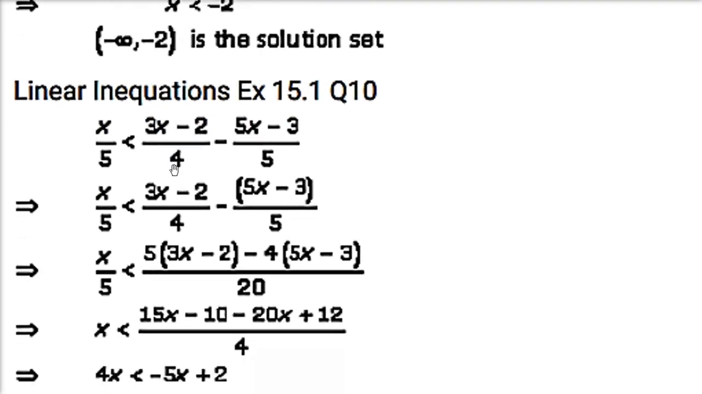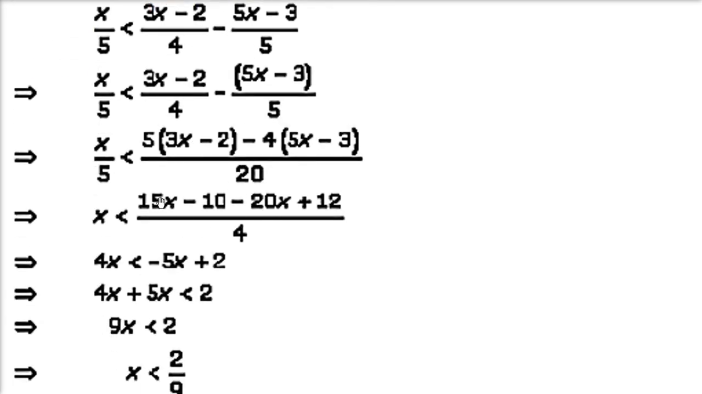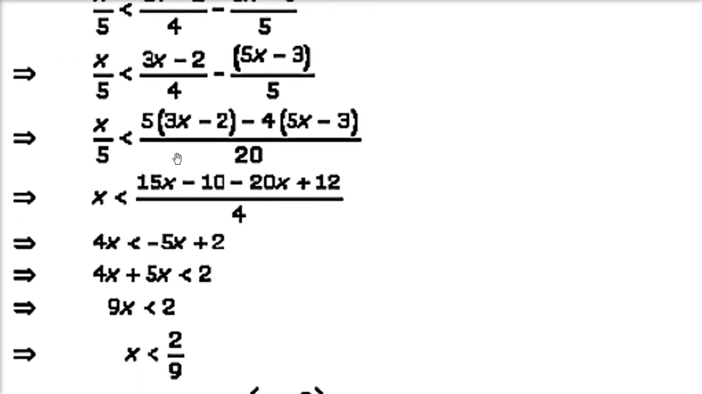Infinity to minus 2. Here also you have x is less than this term. So you have to solve this term. 5 into 3x minus 2, minus 4 into 5x minus 3, by 5 4s are 20. Open this, you get this. And now 5 4s are 20. This 5, or you can multiply both sides by 5. 5 here, 5 cancels. If you multiply this by 5, 5 into 5 4s are 20.